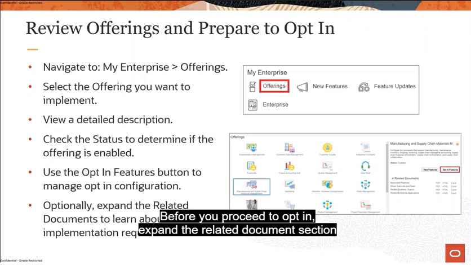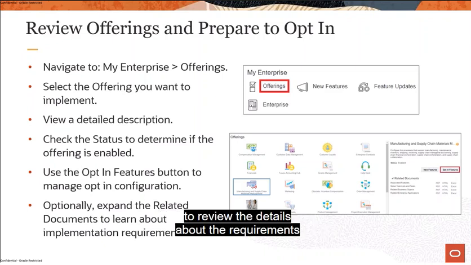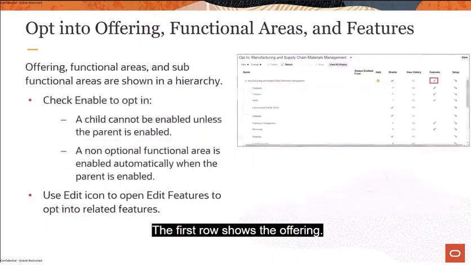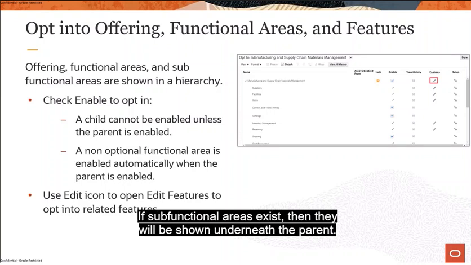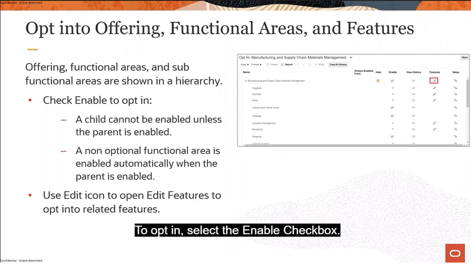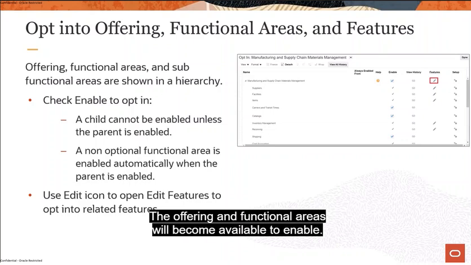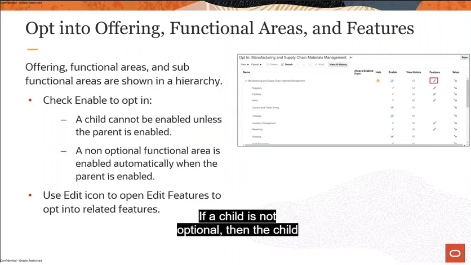Before you proceed to opt in, expand the related documents section to review the details about the requirements for implementing that particular offering to help you plan. The first row shows the offering, and the subsequent rows show the offering's functional areas. If sub-functional areas exist, then they will be shown underneath the parent. To opt in, select the Enable checkbox. The offering and functional areas will become available to enable.